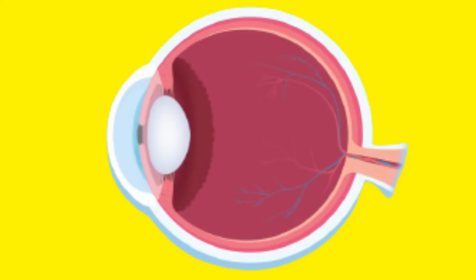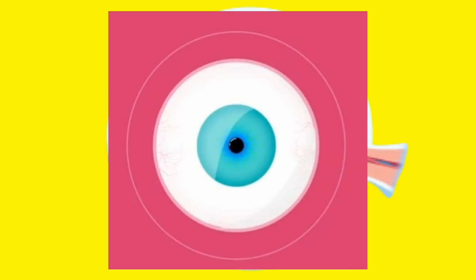This is a human eye. Let's learn the structure of a human eye. The outer layer of the eye is known as the cornea. It protects the eye from accidents. This is the iris. It determines the eye shade. For example, if we say someone's eye is blue, it means his iris is blue.